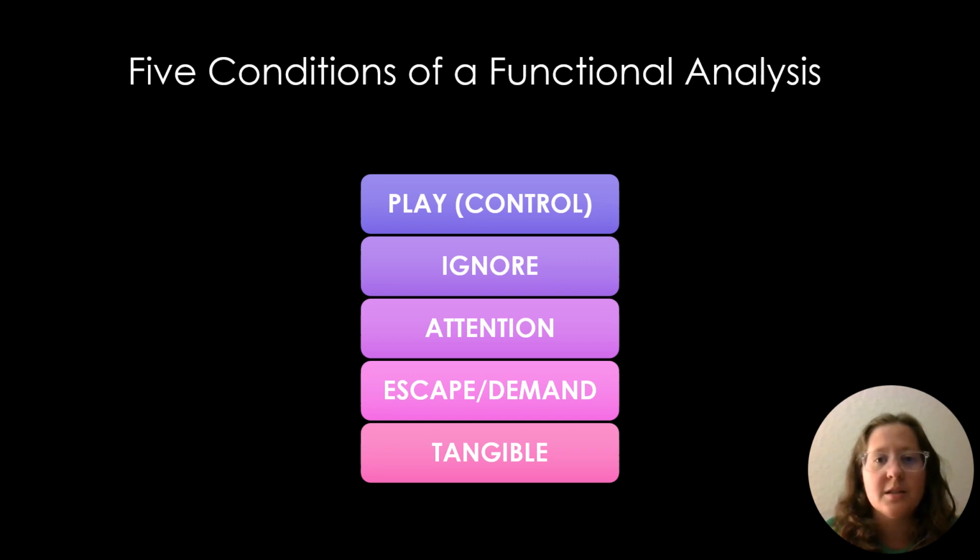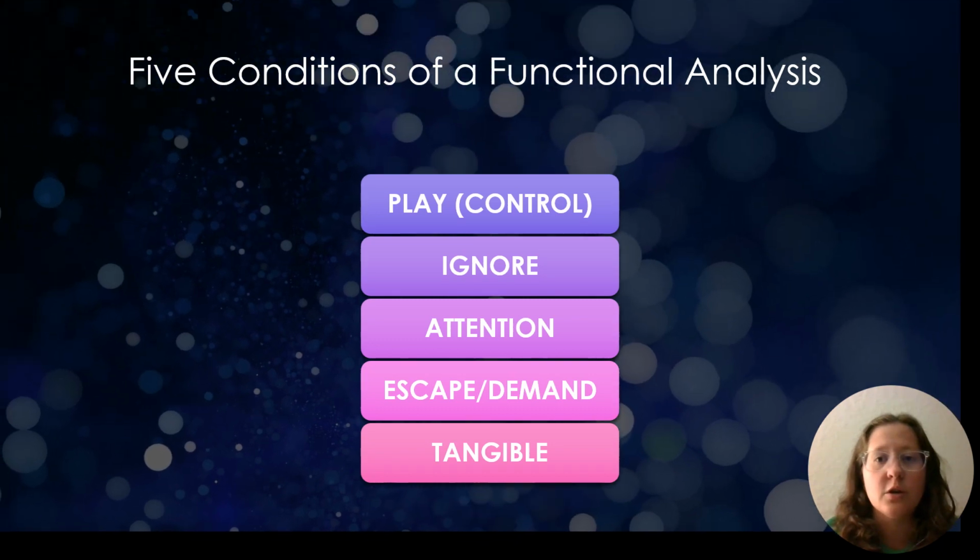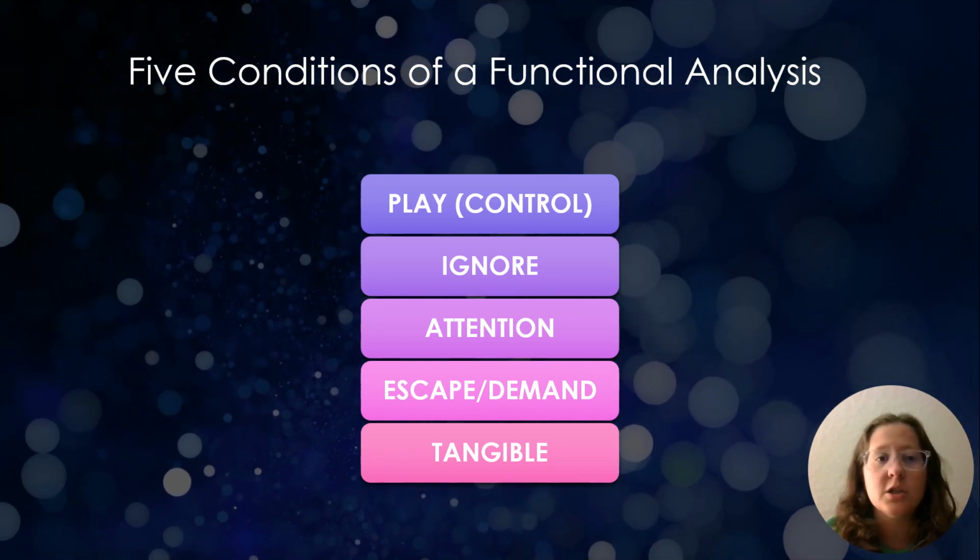Typically, a functional analysis is made up of four conditions, which are the control condition of play, ignore, attention, and escape and demand. Some FAs, as conducted by Day et al. 1988, also include a test condition, including tangible items. All FAs should be flexible and individual to the individual.